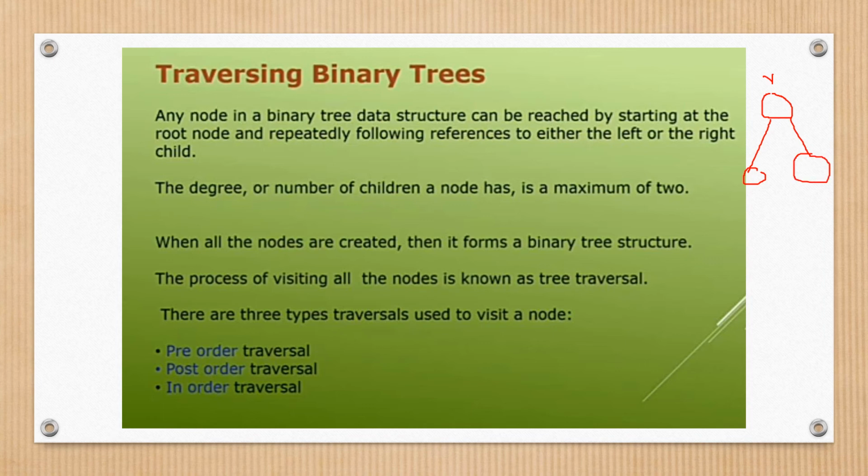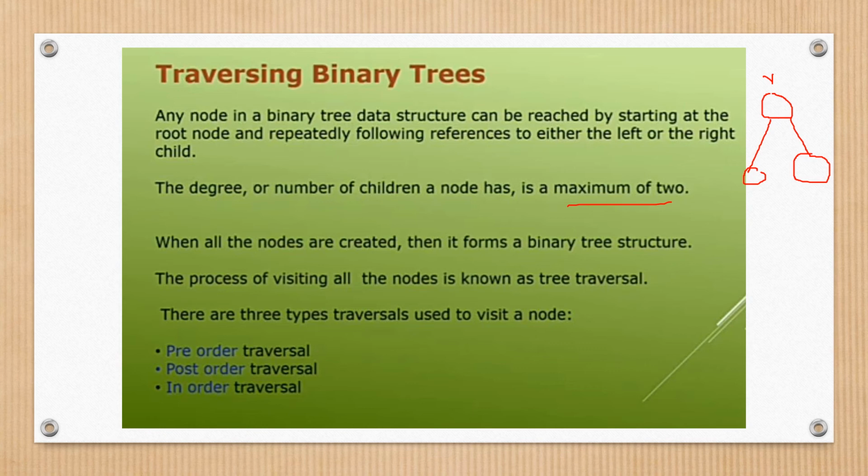we have taken. The degree, or number of children a node has, is a maximum of 2. For binary tree, the maximum degree of a node is only 2, because in binary tree each and every node must contain 0, 1 or 2 children only. If any node contains more than 2 children, then it is not a binary tree.